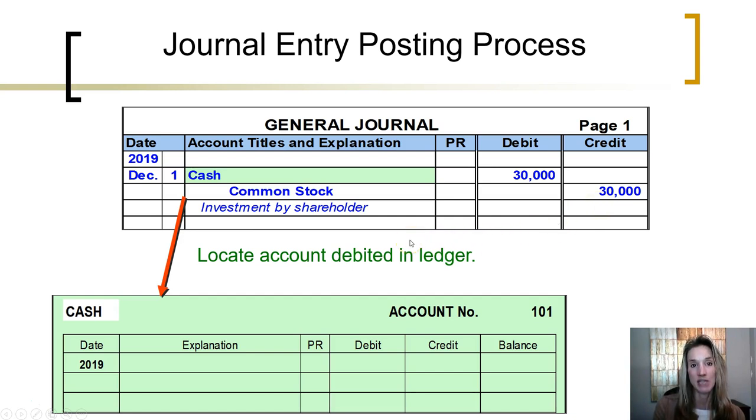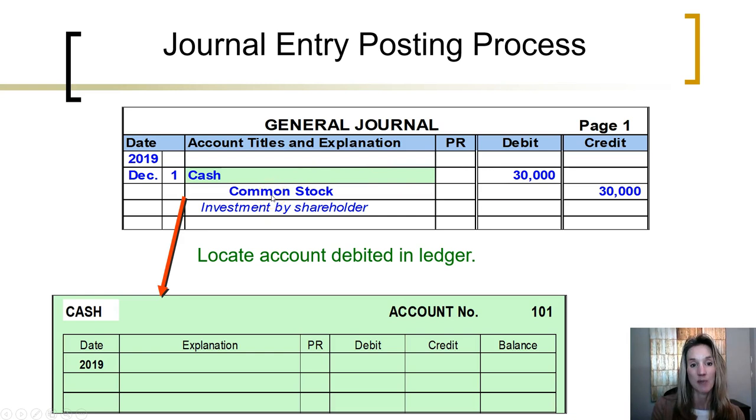When an owner invests in the company in exchange for common stock, the company received cash. Cash is an asset. Cash is increasing. To increase an asset account, we need to debit it. So we create a journal entry debiting cash for the amount that needs to be debited.